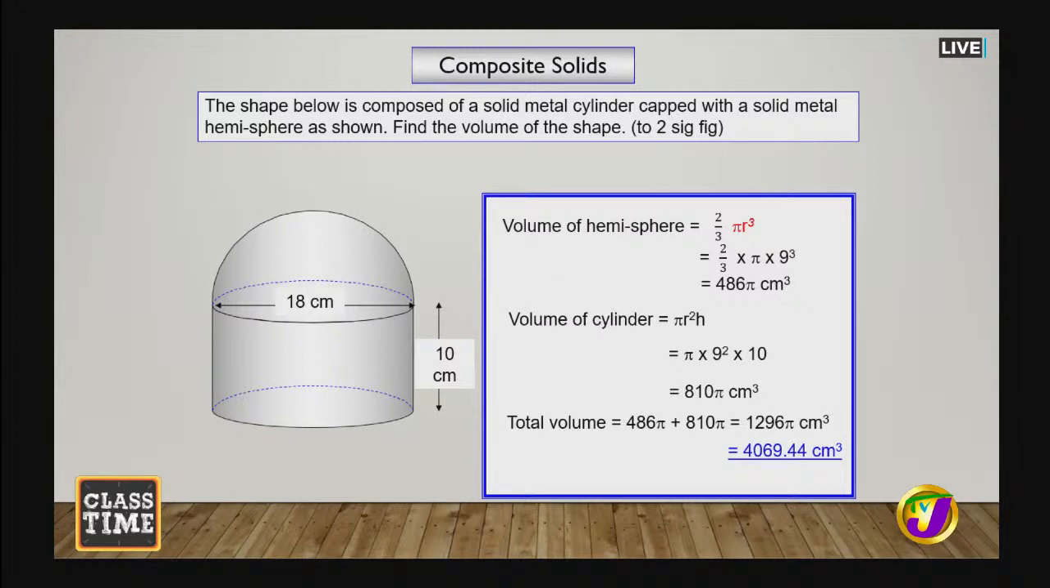Multiplying 1,296 by 3.14 would give us 4,069.44 cubic centimeters. And that is what we needed, two significant figures.